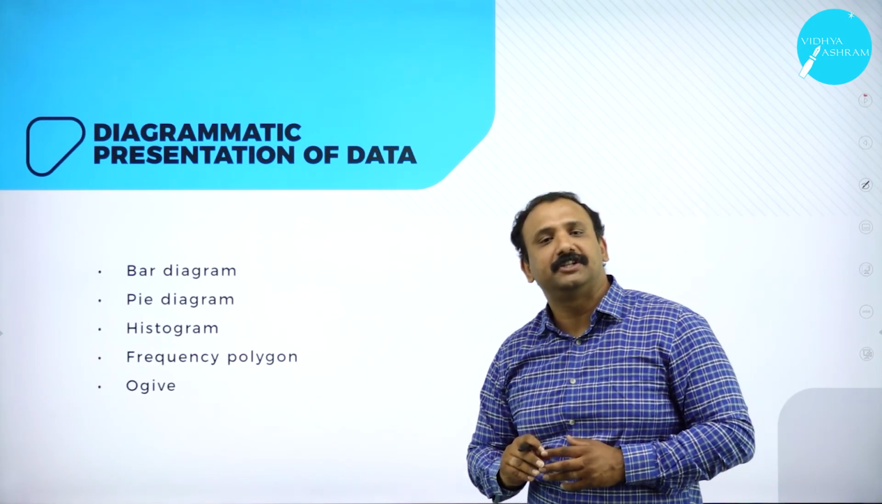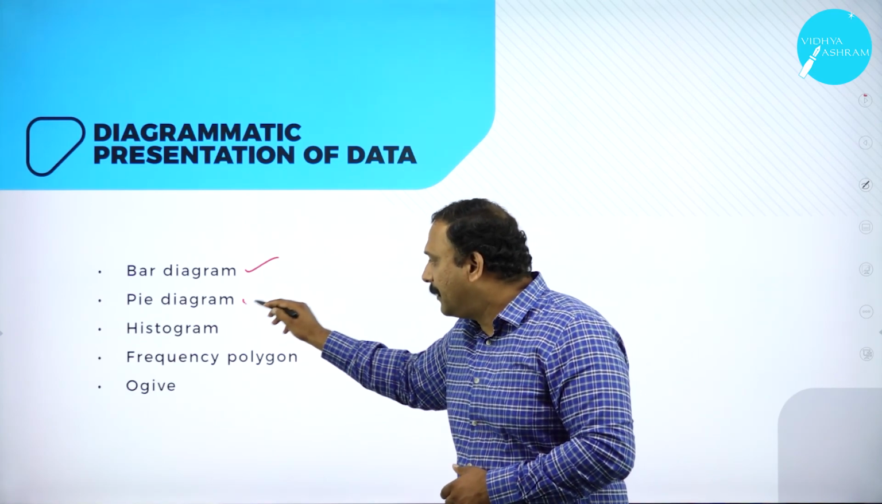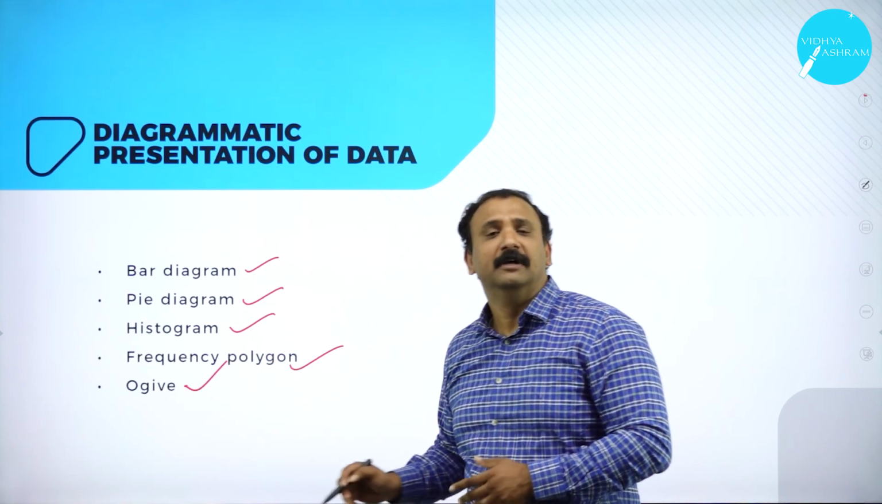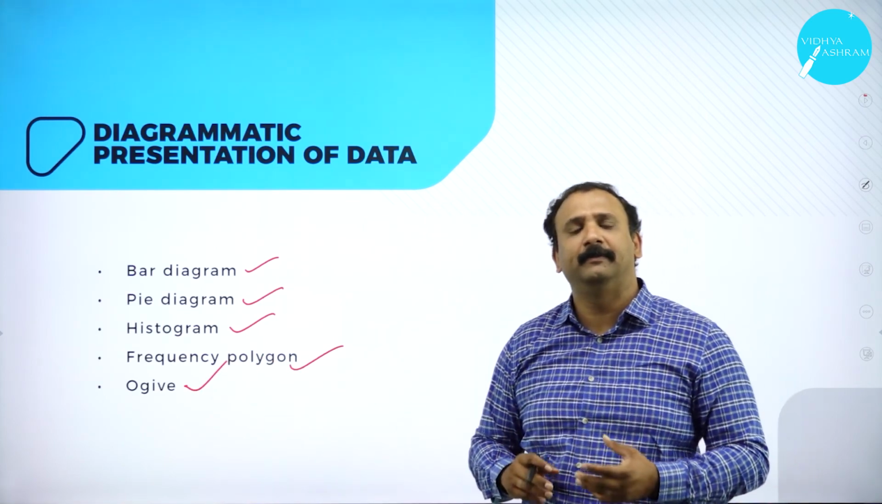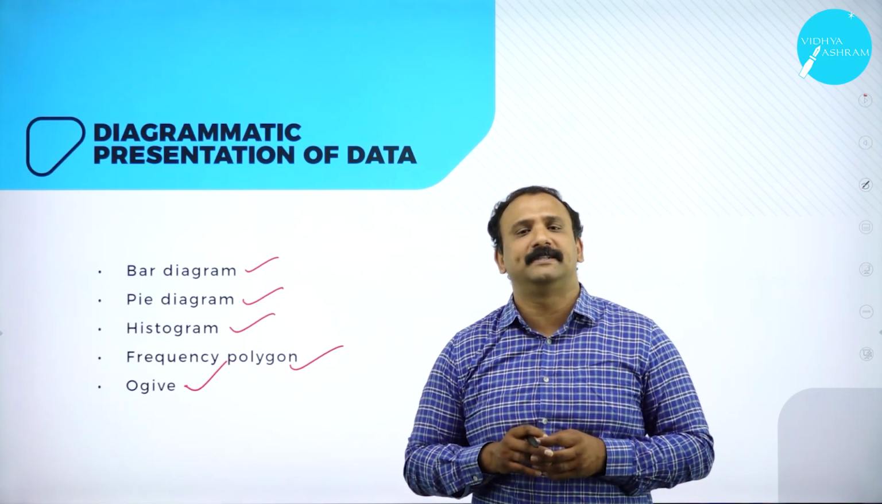Diagrammatic representation of data. What are the diagrammatic representations? A bar diagram, a pie diagram, a histogram, a frequency polygon, and an Ogive. So we are going to look into each one of them individually. And now this is going to be the most interesting form of presenting data.